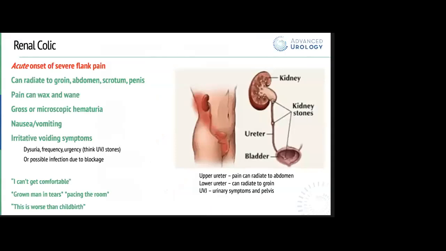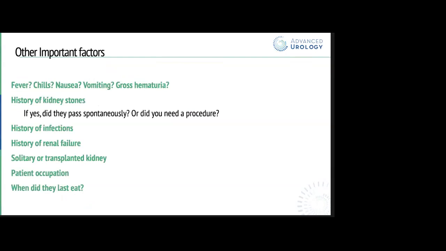The main thing that usually brings the patient to the hospital or to any office is this acute onset of flank pain, and it can radiate from the flank down to the groin, scrotum, or genital region. It can wax and wane, as we talked about. It can be accompanied by blood in the urine, nausea, vomiting, and other systemic symptoms. A lot of times people just can't get comfortable. They're constantly moving around. Somebody usually mentions that it's worse than childbirth or the worst kind of pain they've had. So it's important, aside from this, to think about other factors to assess their acuity.